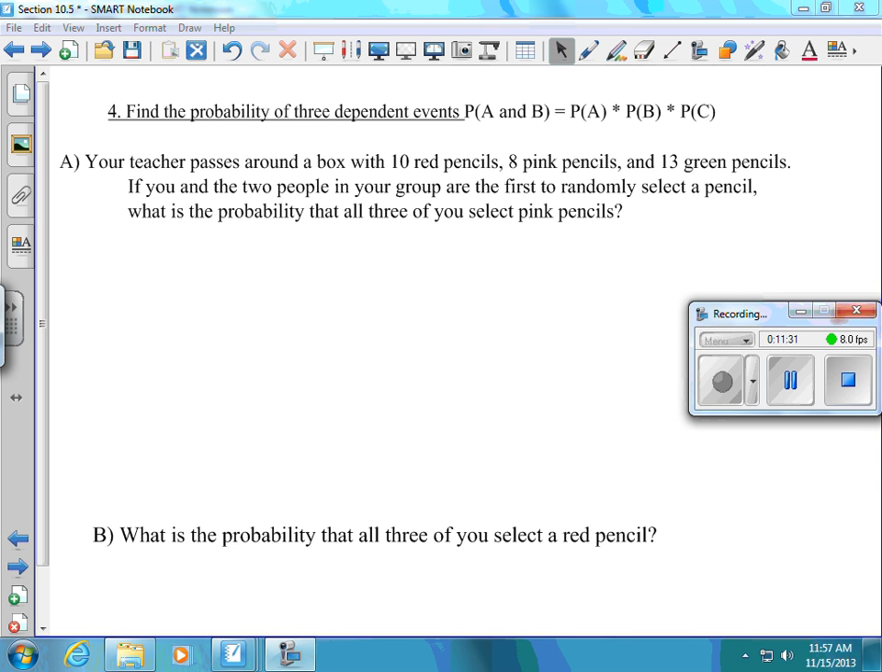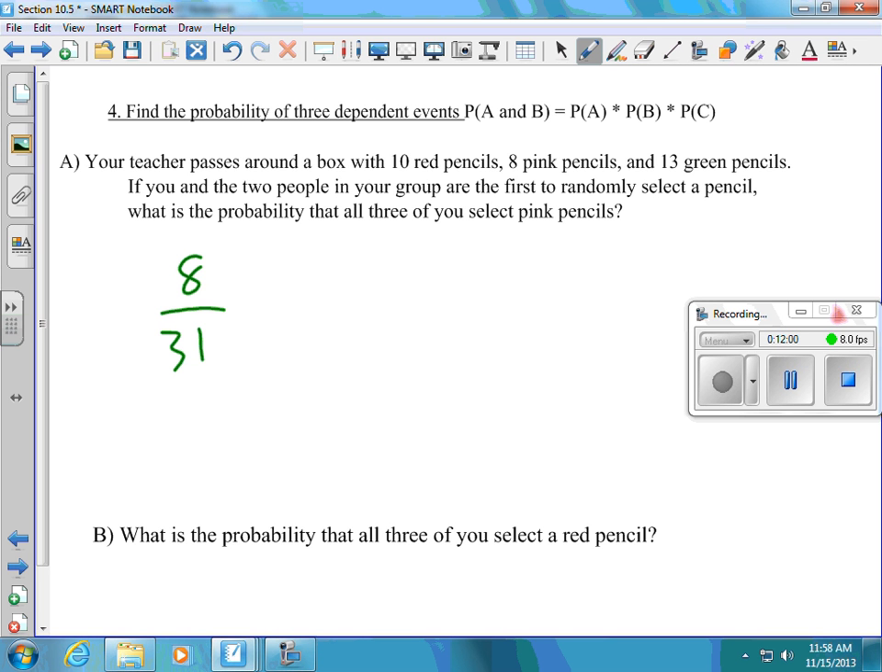Okay, find the probability of 3 dependent events. Let's look at that. Your teacher passed around a box of 10 red pencils, 8 pink pencils, and 13 green pencils. If you and the 2 people in your group are the first to randomly select a pencil, what is the probability that all 3 of you select pink pencils? Okay, so the first time we draw, if I go first, then there's 8 pink pencils out of, well, how many are there total? Looks like there's 31. 10 plus 8 plus 13.